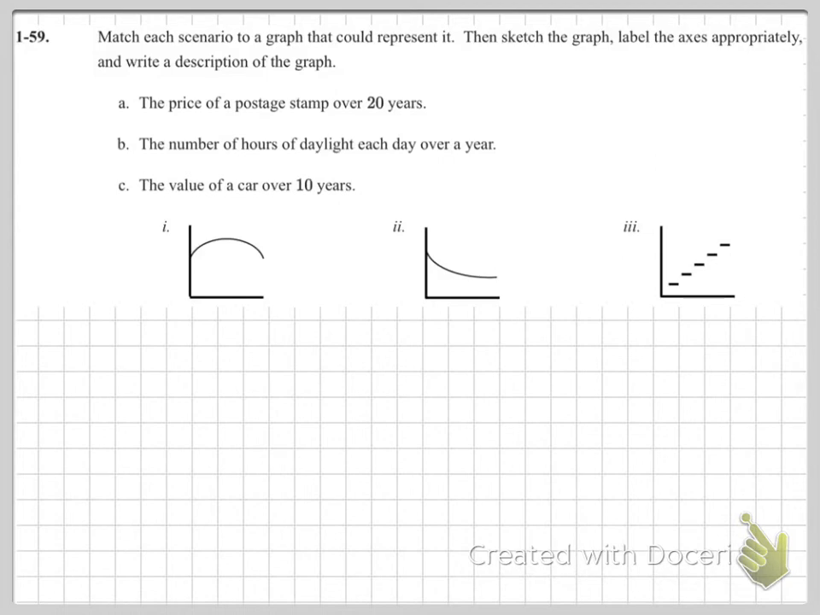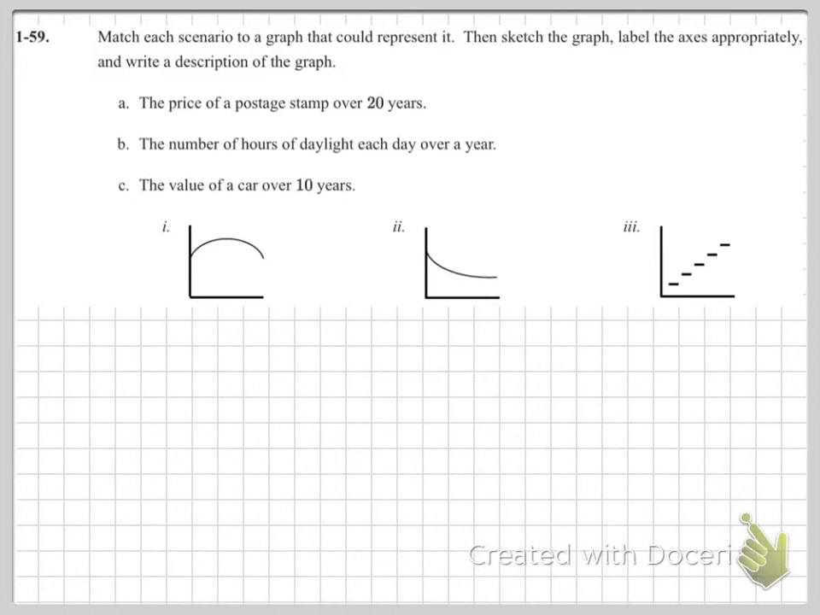Okay, so moving on to 1-59, now we've got some scenarios and some pictures, and our job is to just match them up. So go ahead and take a moment, make sure you read A, B, and C, take a look at the 3 pictures, and then we need to label the axes appropriately as well. So we just match the scenarios and write a brief description. At this point, I'm going to go ahead and match the scenarios, and then I would recommend that you go through and put a little bit more detail on each one of these graphs for yourself.